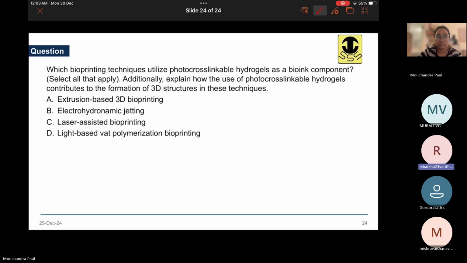A and C. Okay. So again, I'm asking, do you think C is correct? Do you need photocross-linkable hydrogels for C? I thought all three methods would use this, because if you use a specific photocross-linkable material, it might work. So I thought in that way.